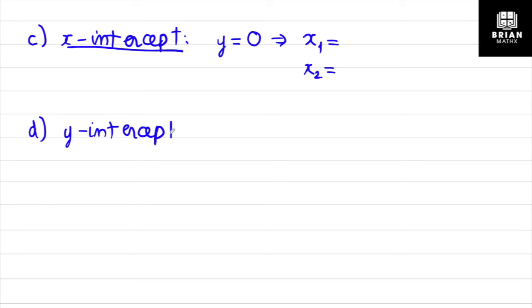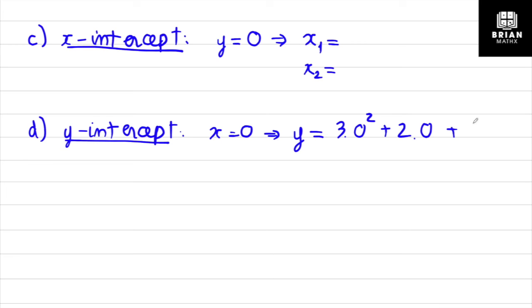For the y-intercept, you put x equal to 0 and then you find y equal to 3 times 0 squared, plus 2 times 0, plus 3. The value of this is 3. So that's why the y-intercept is (0, 3).